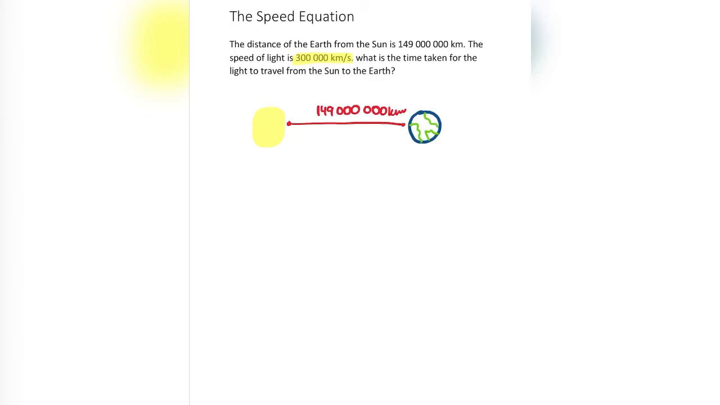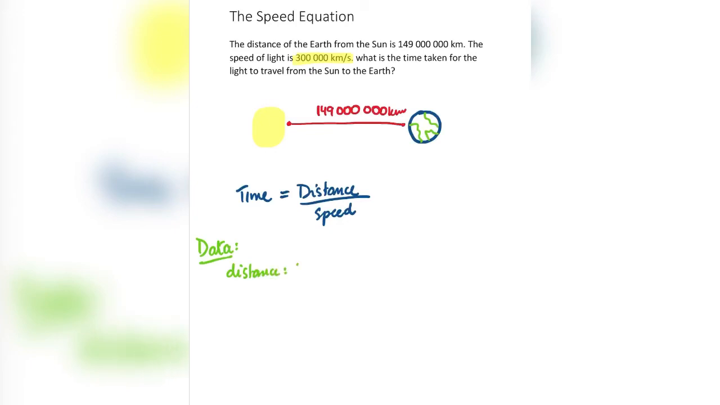The equation that we are going to use is the time one, right? Time is equal to distance upon speed. So first let's write down the data that we have. Number one, distance is 149 million kilometers. Then we have the speed of light, which is 300,000 kilometers per second. And what we need to find out is the time.